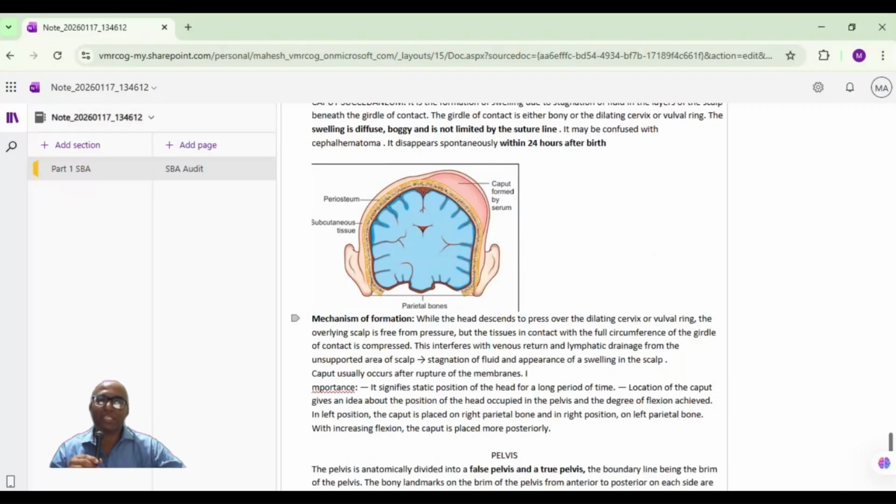Okay, what is the importance? It signifies the static position of the head for a long period of time. Location of the caput gives an idea about the position of the head in the pelvis and the degree of flexion achieved. In the left position, the caput is placed on the right parietal bone, and in the right position, it will be on the left parietal bone. With increasing flexion, the caput is placed more posterior.